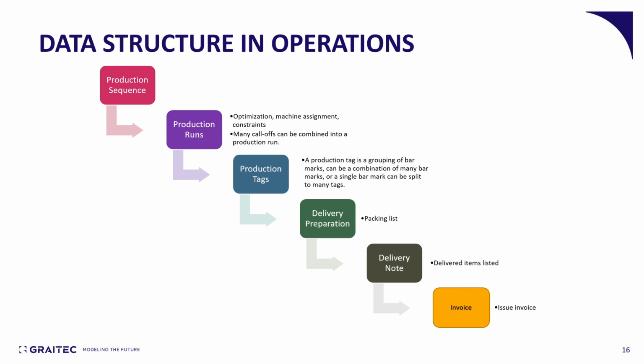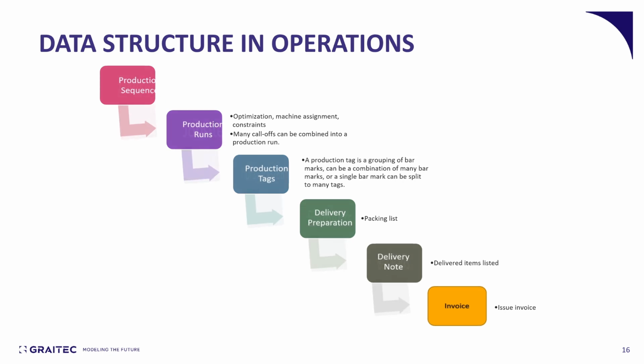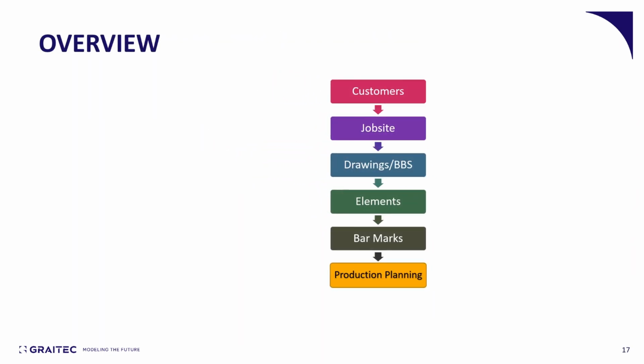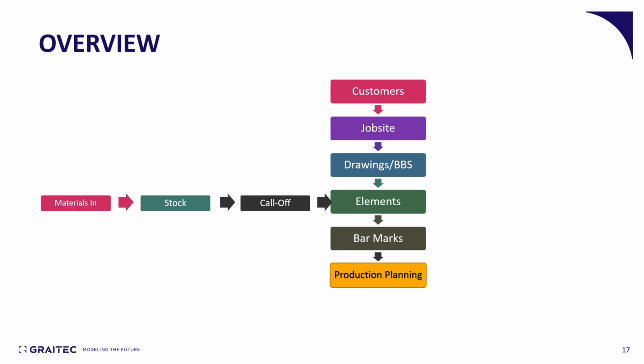So if I show you this in a workflow plan, you have the customer, you have the job site, you have the drawing elements, bar marks, and production planning. You also want to think about how you bring in your resources to create these elements, the bar marks, and production planning. So you need to have stock and procurements, materials in stock, and then produce a call off for the elements.